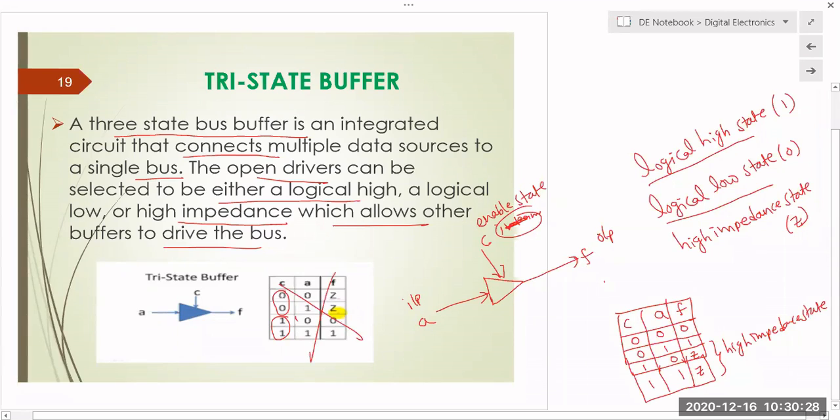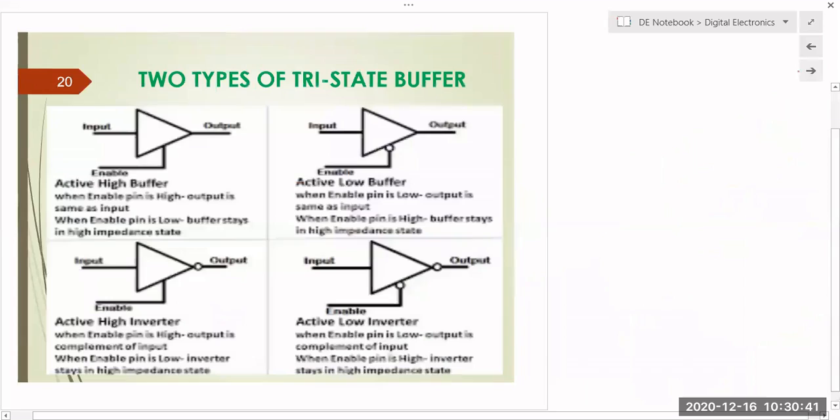Okay, whenever this C input is 0, then this open drivers can be selected to be either a logical high or logical low or high impedance, which allows other buffers to drive the bus. So these are the two types of tri-state buffers. Okay, so what are the two types of tri-state buffers? This is active high buffer. So active high or active low. Okay, these are the two state buffers. Okay, active high buffer or active low buffer.